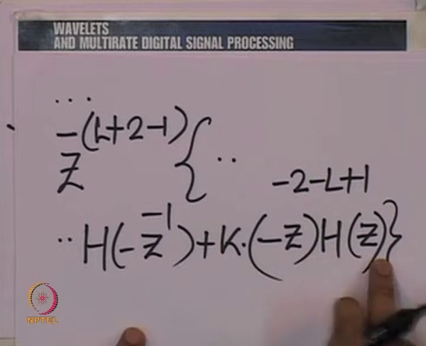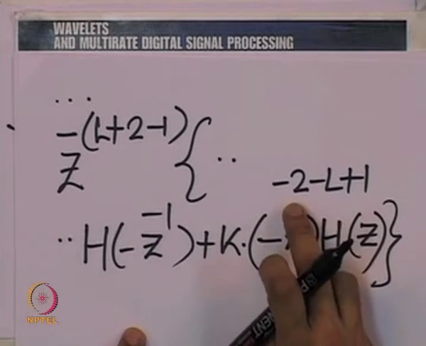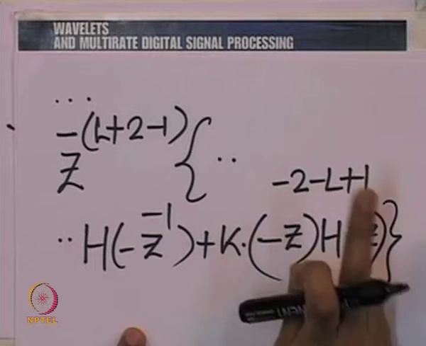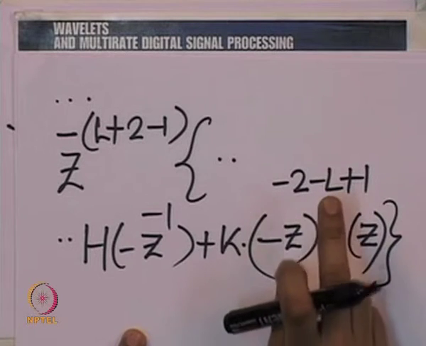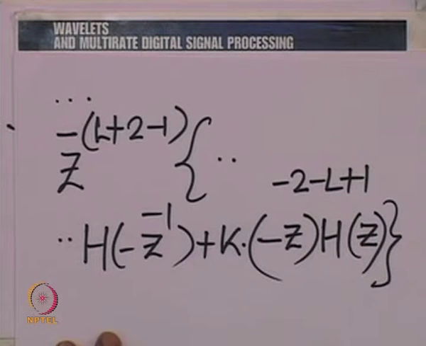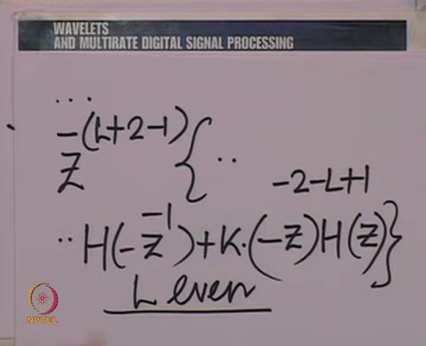Now, this is easy to expand. You see, you have minus z raised to the power minus 2 minus L plus 1. And please remember, L has been assumed to be even. Let us make a note of that. L is even by inductive assumption. You know, the first filter of length 2 is L equal to 2, and each time you add, you are assuming the step is 2, you are increasing the filter length by 2. So, L is even.